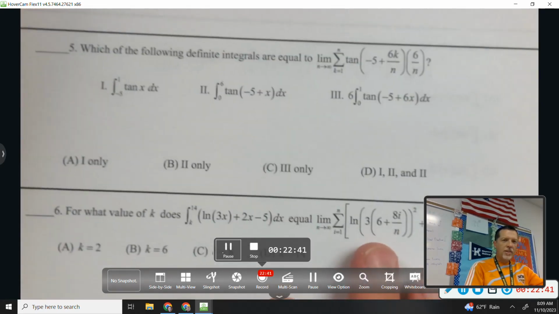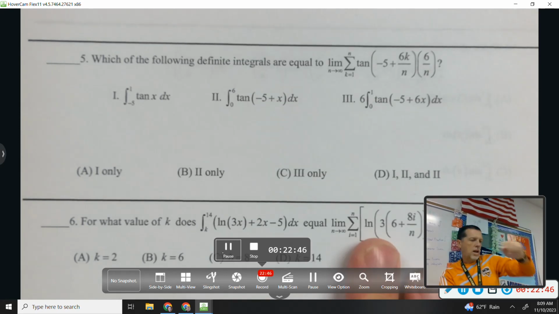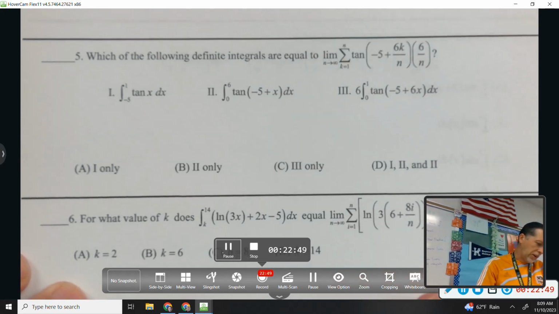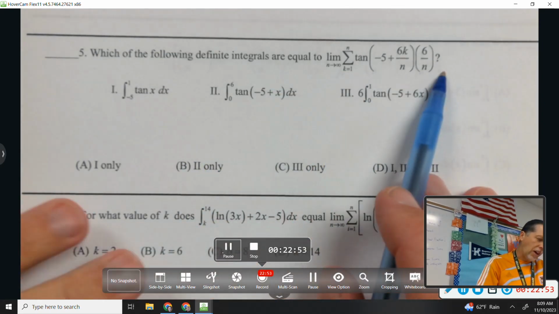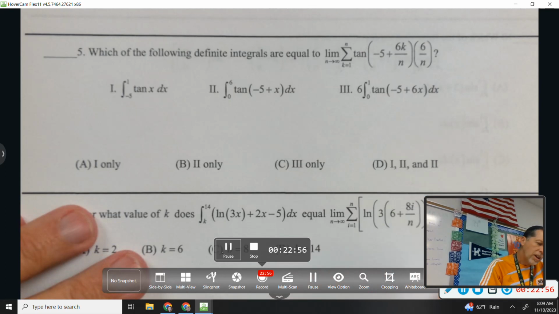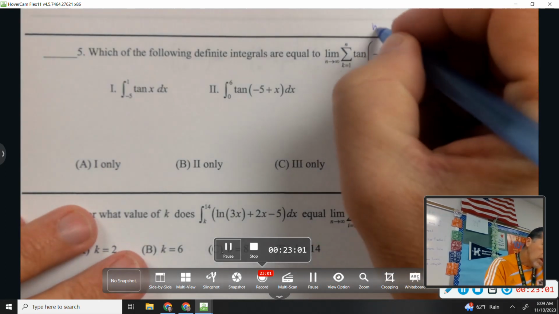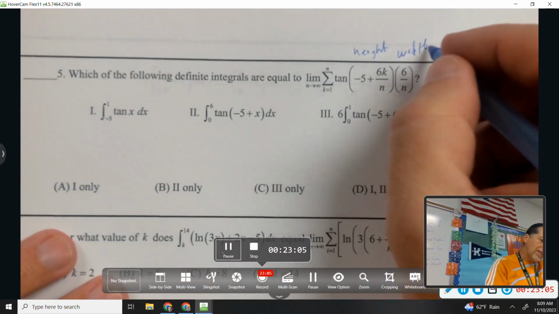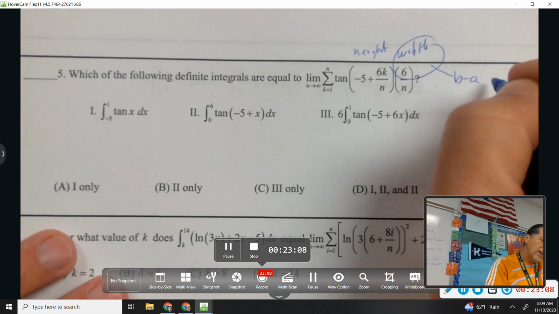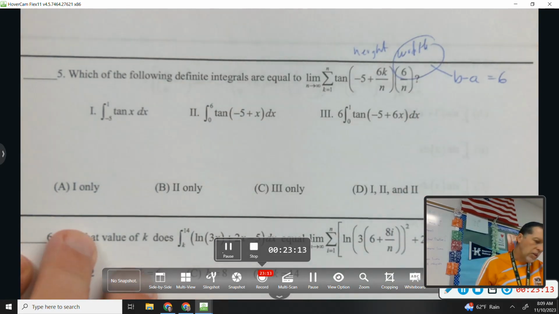Number 5. Yes, but we're stopping at number 6. Or maybe we're stopping at number 5. We'll see. Which of the following definite integrals are equal to this thing? Okay, so we're going backwards here. Let's again start with the width. So I can look at this and I can tell already that b minus a needs to be 6.